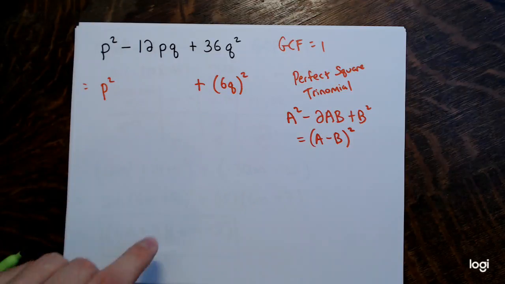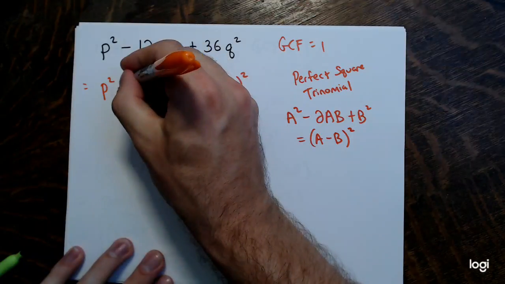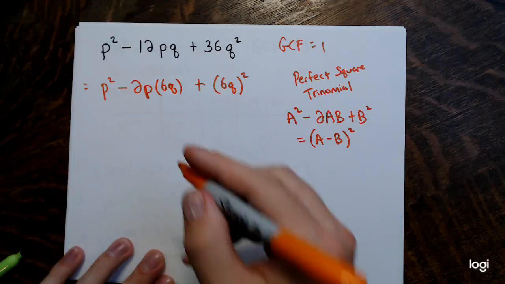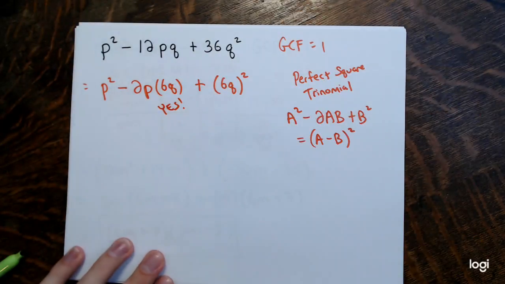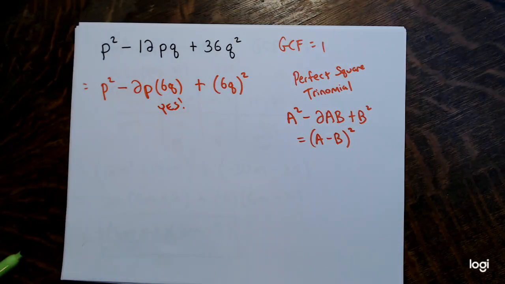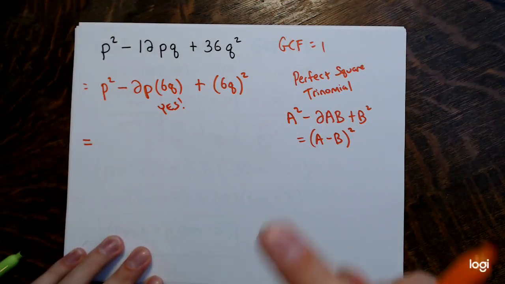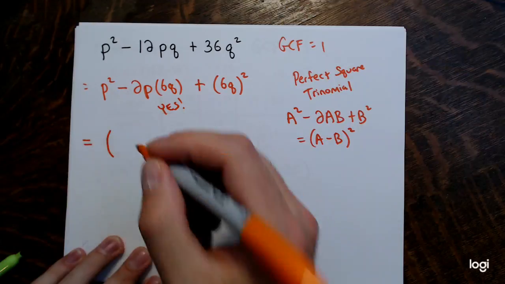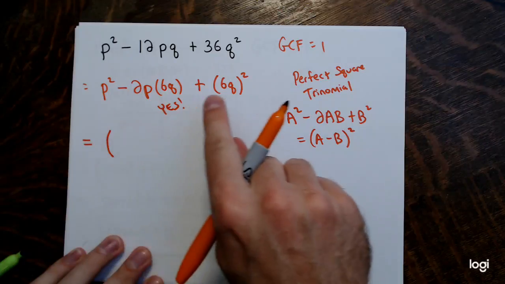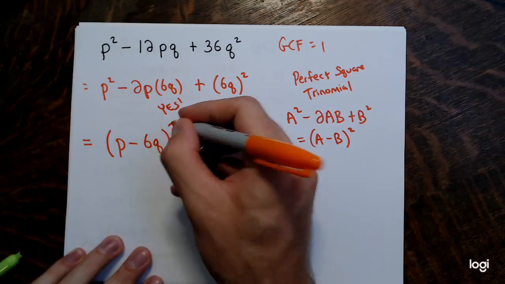All right. So is the middle term 2 times p times 6q? 2 times p times 6q. Is that the middle term? Yes. So in this form, it is a perfect square trinomial, meaning I can jump to the end. I don't need to do any grouping. I recognize this, the perfect square trinomial. This will factor to a minus b times a minus b, where a is p and b is 6q. So p minus 6q times itself.